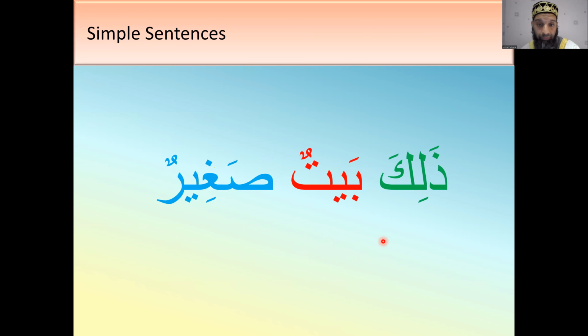And then similar, dhalika baytun saghirun. Dhalika means, from last week, that is. Baytun, we've just done today, a house. Saghirun means small. That's where we get sughra from, which has a meaning of small as well. Saghirun is the opposite of kabirun. So kabirun big, saghirun small. So look, dhalika, that is, baytun, a house. Saghirun means small. So in Arabic, you're going to say, that is a house small.